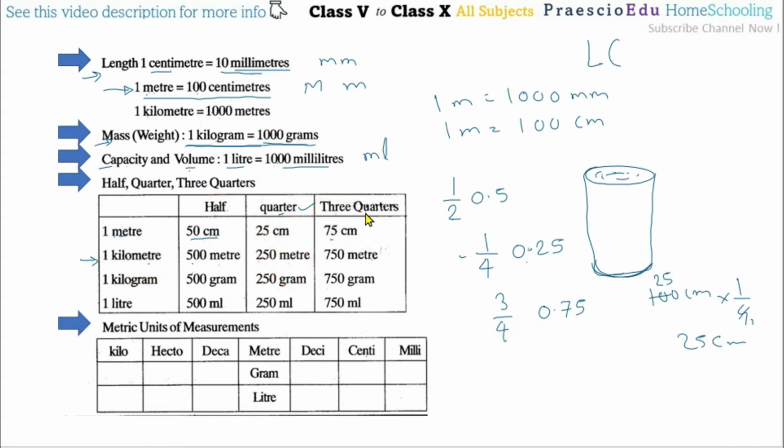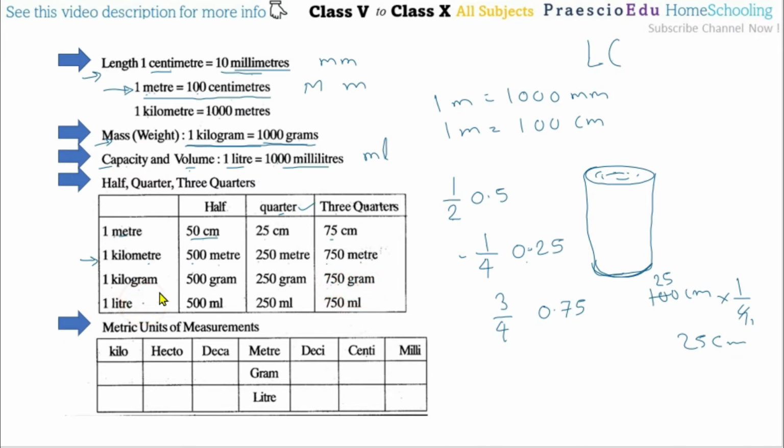Like this one, 3 quarter kilometer means 750 meter. Then 1 kilogram is equal to... half kilogram will be 500 grams. A quarter kilogram means 250 grams. And 3/4 kilogram means 750 grams.